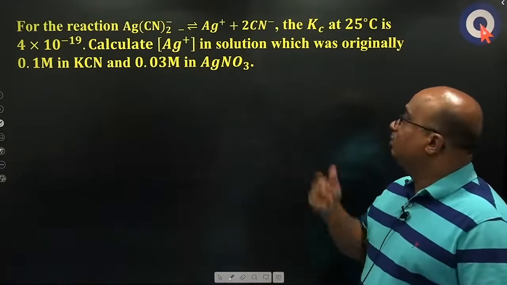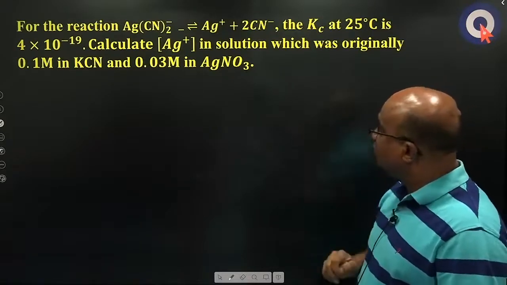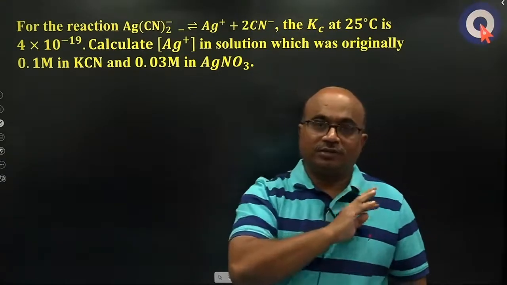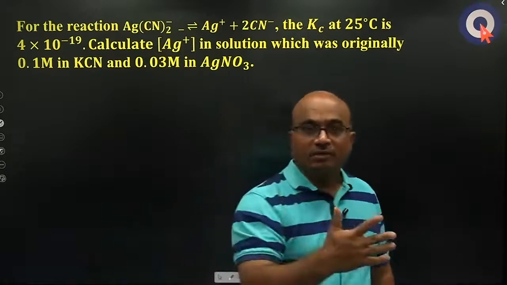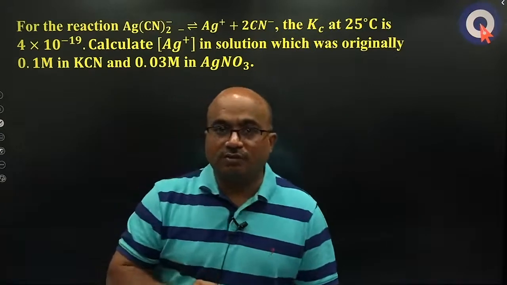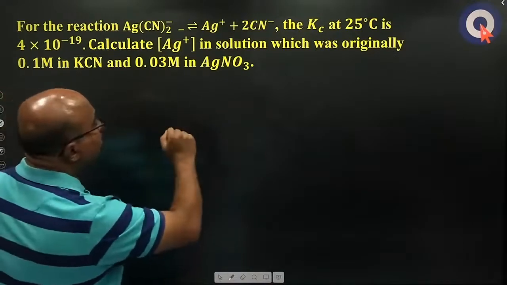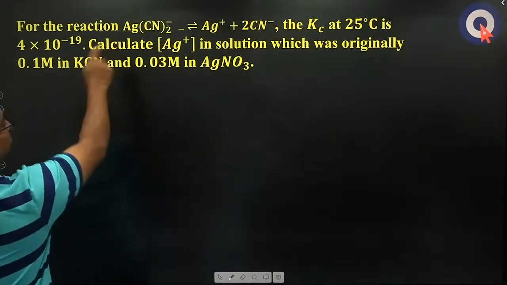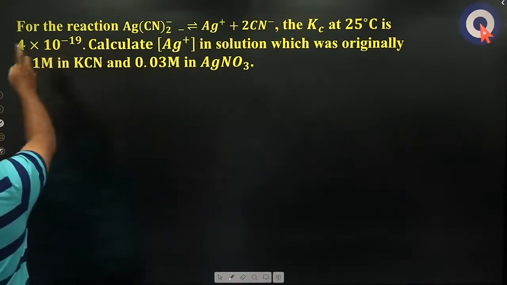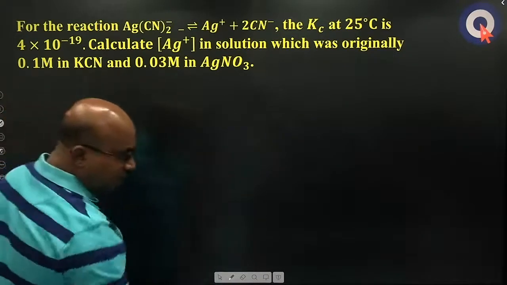So there is an Ag(CN)2 minus complex with Ag plus and 2 CN minus, maintaining, let us say, a dissociation constant. In any complex formation, the equilibrium constants will be very, very high, and their dissociation constants are always very, very low. So what we need now is Kc for this equilibrium, which is given. Calculate the Ag plus in solution, which was originally in a 0.1 M KCN solution and 0.03 M AgNO3 solution.